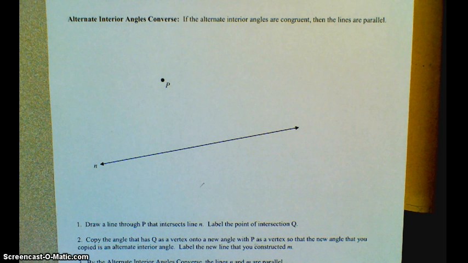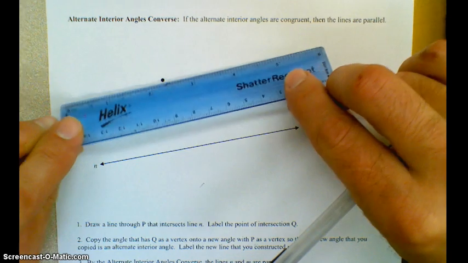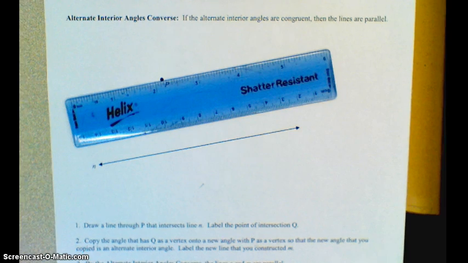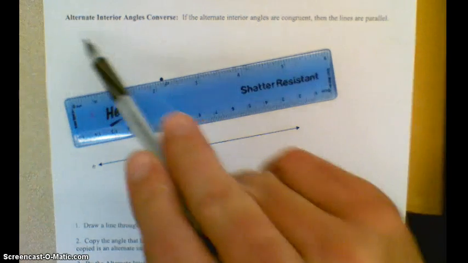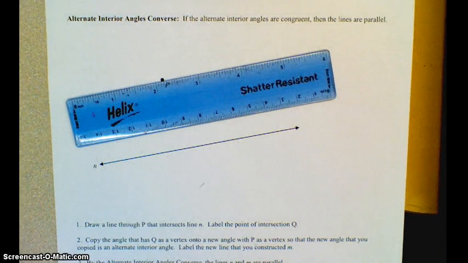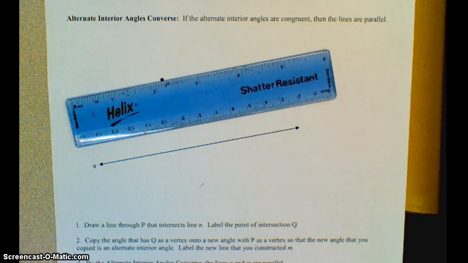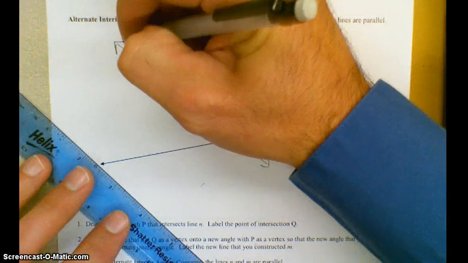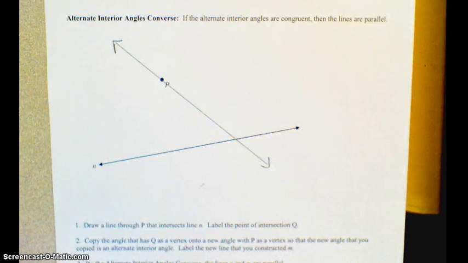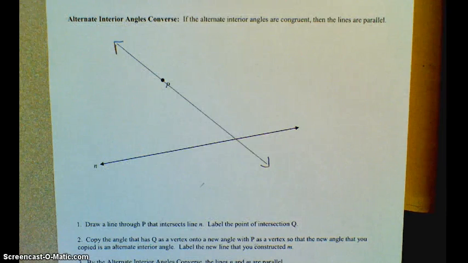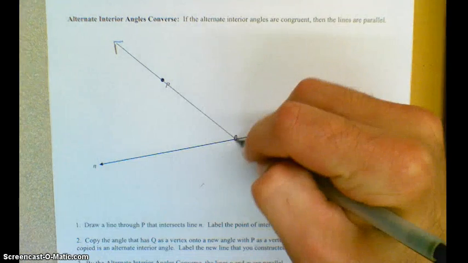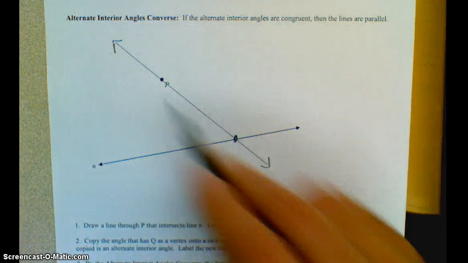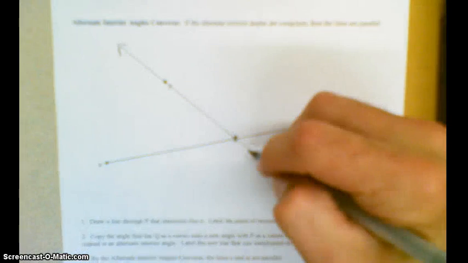In order to construct parallel lines, I ultimately want to draw a line through P that is parallel to N. In the example, to do this, I'm going to use alternate interior angles converse. Step 1. Draw a line that intersects N and goes through P. It will help if that line is not perpendicular to N. Label the point of intersection between N and the line we just created Q.